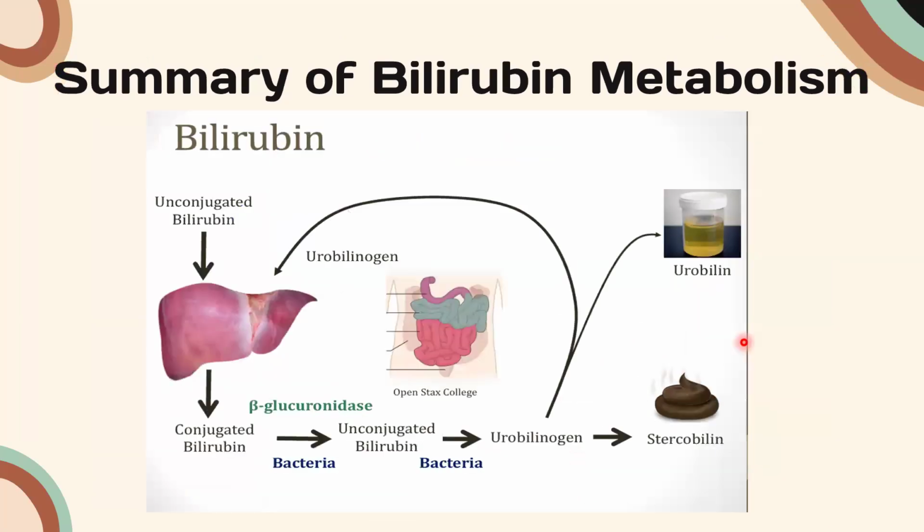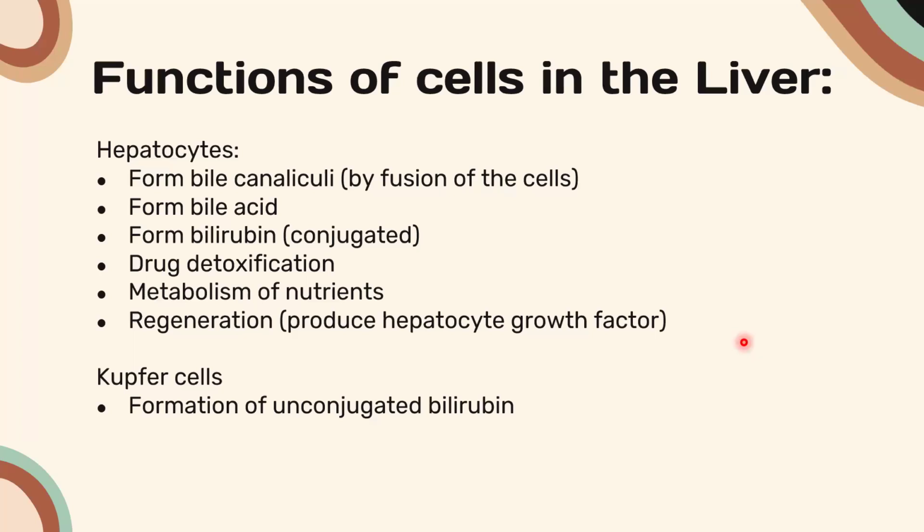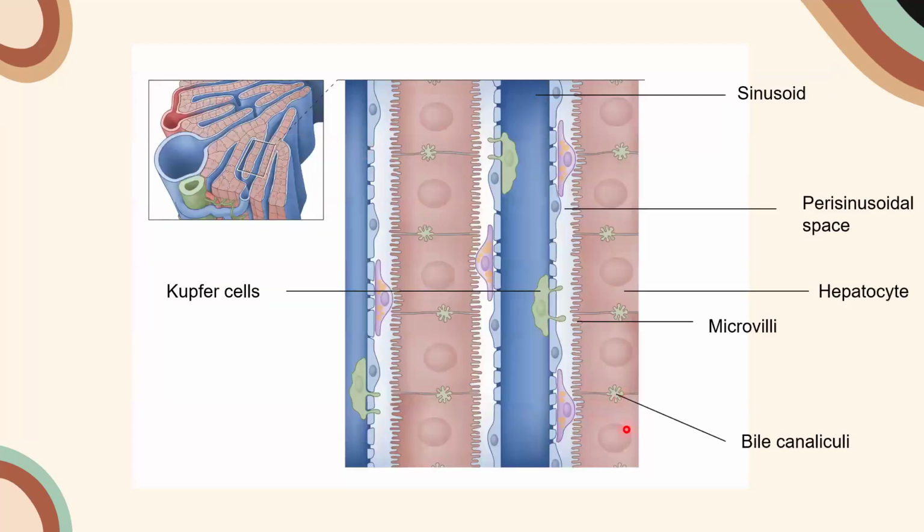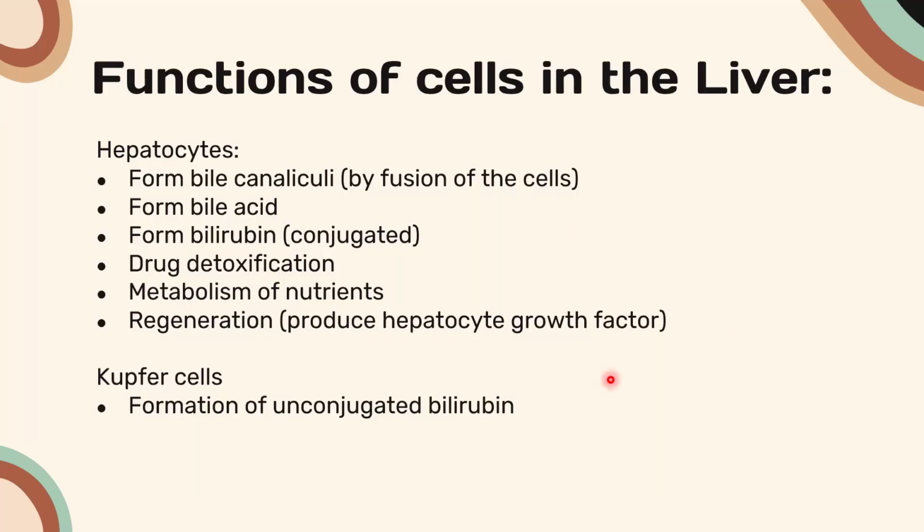This is again a summary slide. So this was mentioned in your presentation, so I thought we'd just go over it really quickly. What are the functions of the cells in the liver? The hepatocytes form bile canaliculi, which are right here, and eventually they fuse to form the common bile duct. The hepatocytes, of course, also form bile acid. They form bilirubin. The conjugation reaction happens in the hepatocytes of the liver.